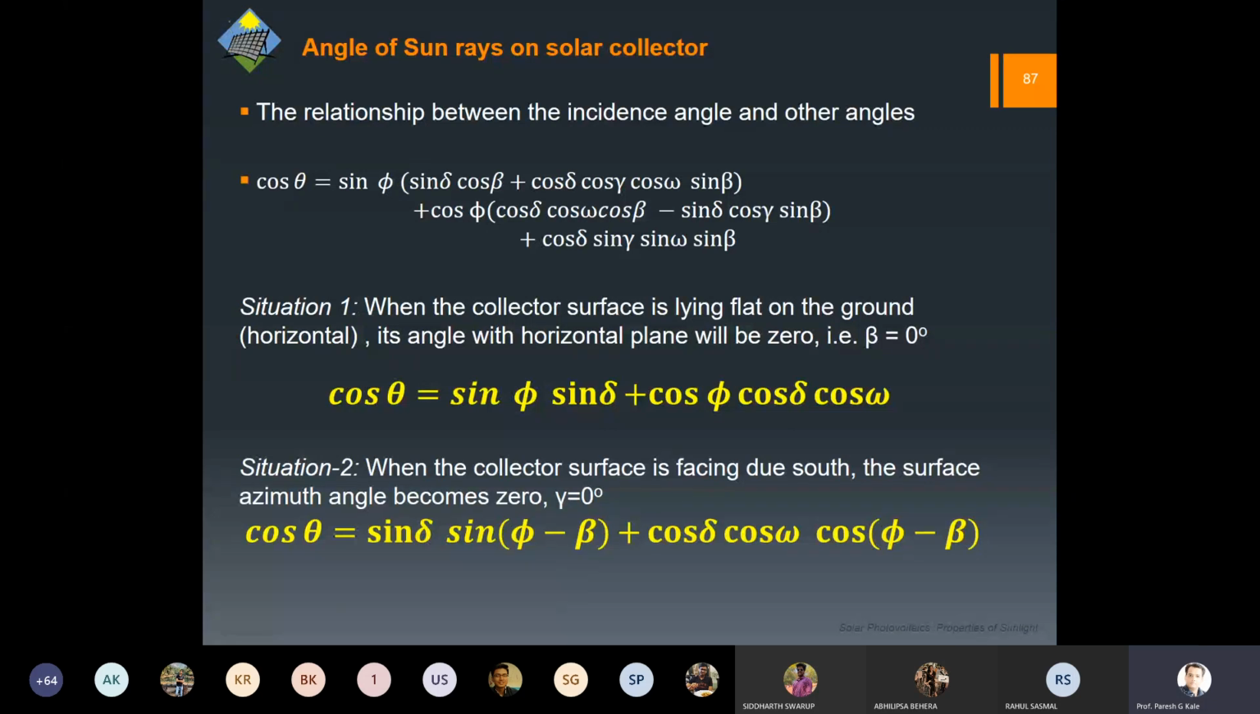So cos theta is now dependent on delta, that is the declination angle, phi, and beta. Beta is the inclination from the surface, the angle which is made from the horizontal plane. We are not going to keep the panel horizontal. So the point in the next slide would be, we have to find out what should be the value of beta, how much the panel should be inclined to the earth surface. You must have all seen that the panels are inclined, right? Now, by the way, a general tip and trick.